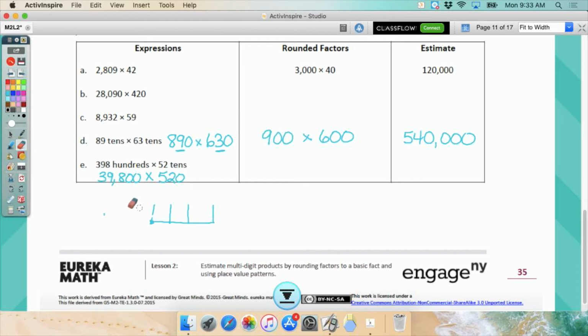Now I have to round them. So rounding 39,800. What digit do I underline, Raquel? Good. Does the 3 stay the same or add 1? And then digits to the right change to 0. So 40,000.